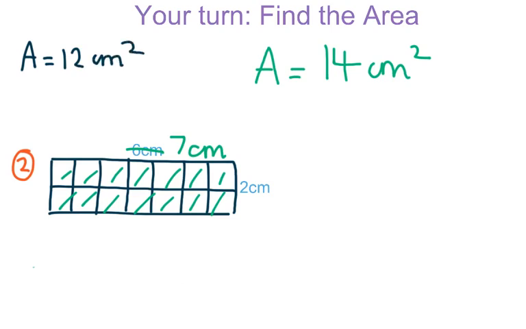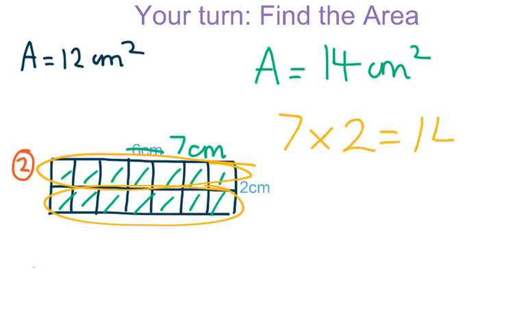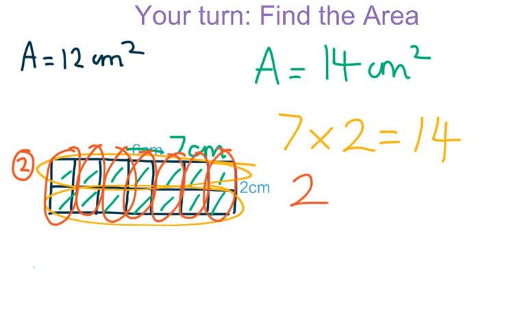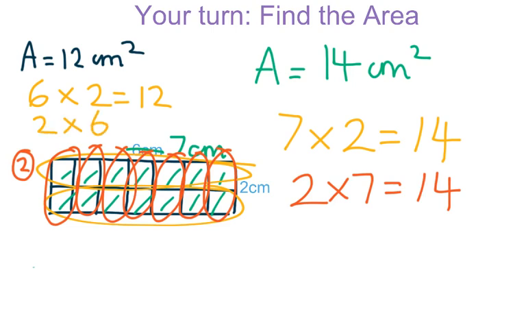Now, to work out the multiplication, we're going to have two multiplication sentences. So we either have two lots of 7, which we know is equal to 14, or we have how many groups of 2? 1, 2, 3, 4, 5, 6, 7. So 2 multiplied by 7, which gives me 14. If you use 6 as the top length, then your two number sentences would have been 6 times 2 and 2 times 6.